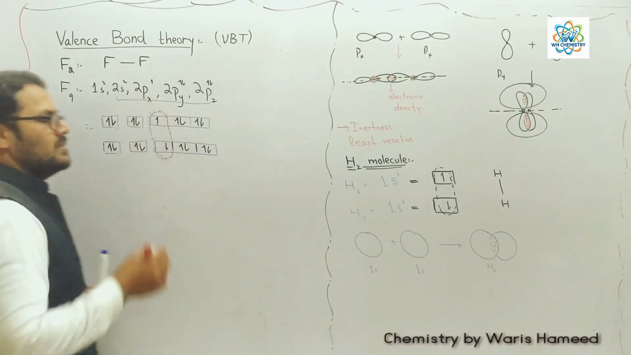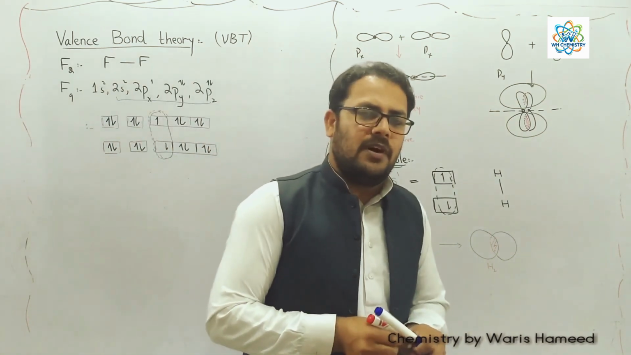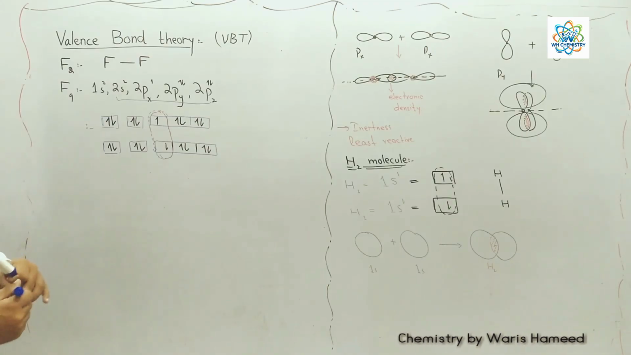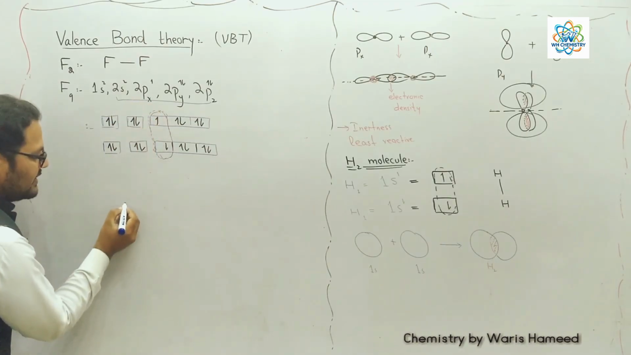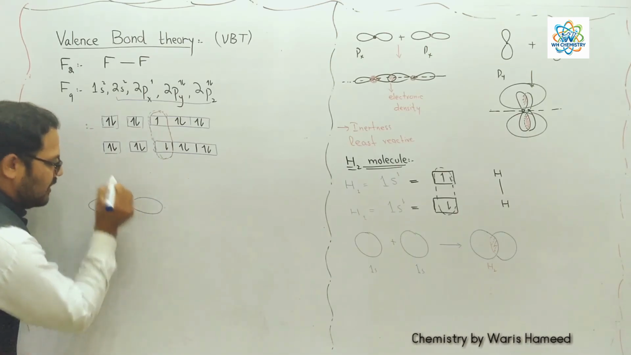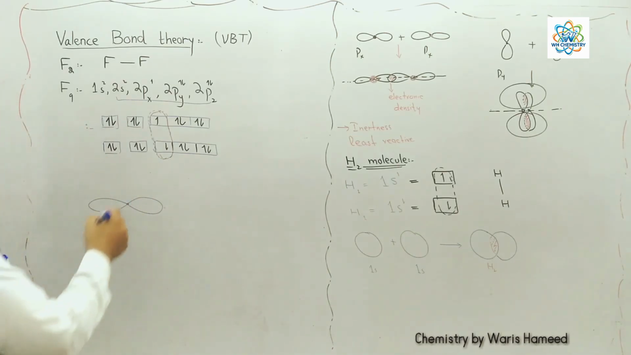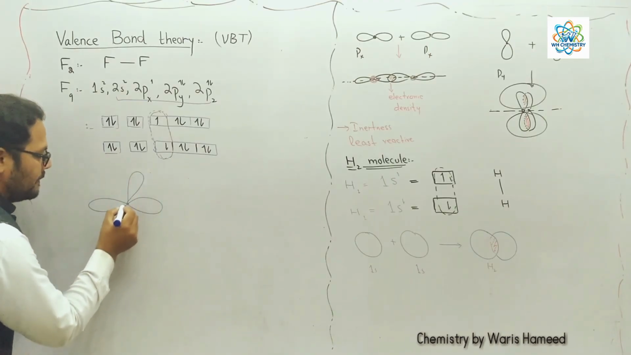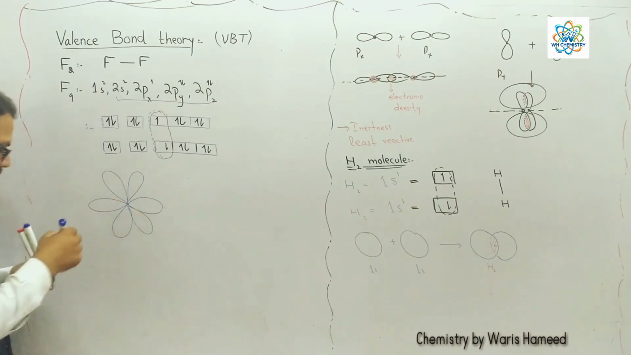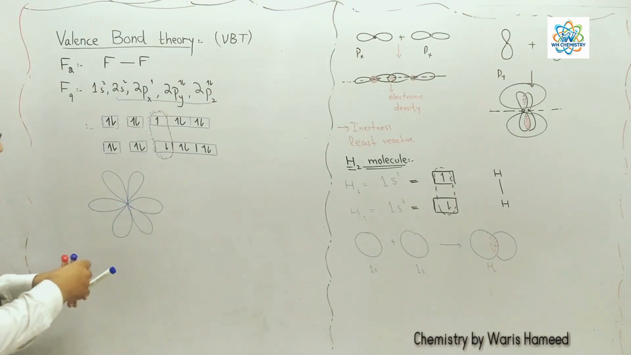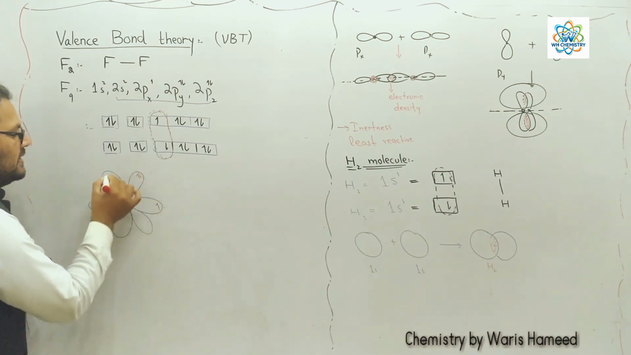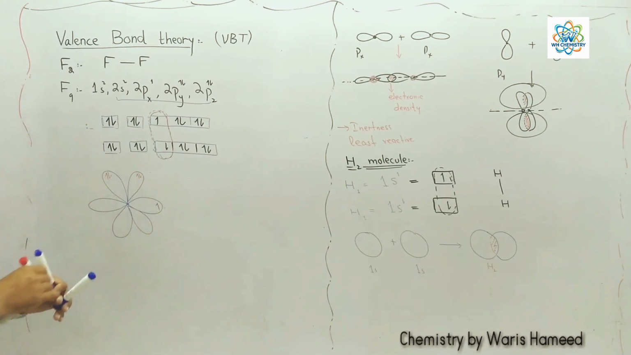and these 2px atomic orbitals will overlap to form a single covalent bond. Now its diagram: 2px is the atomic orbital oriented along the x-axis. Here is 2py and here is 2pz. 2px has 1 electron, 2py has 2 electrons, and 2pz also has 2 electrons.